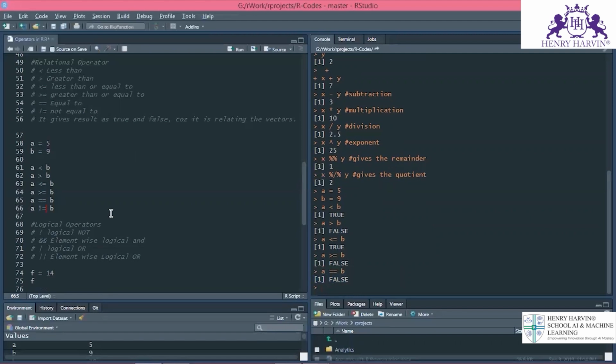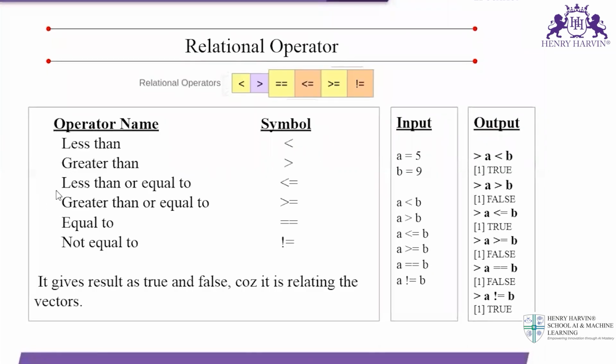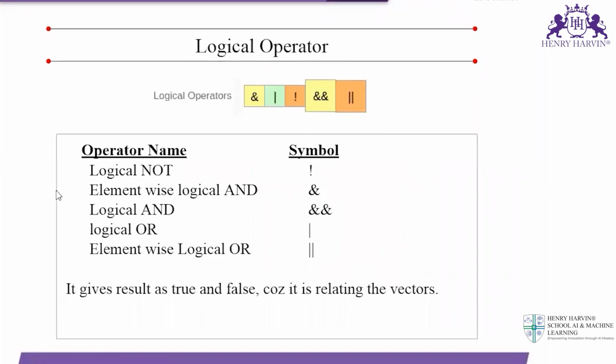Next is if A is not equal to B. So it should come out to be true because both the variables have different values. Next, last is logical operators. Logical operators help to make a decision based on multiple conditions that can be evaluated to a true or false result. So logical operators help to find out if two vectors or two variables are equal, or if the values in those vectors or variables match or not.